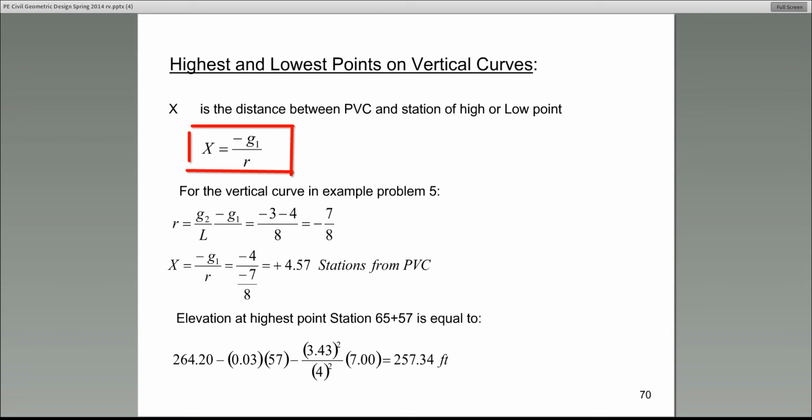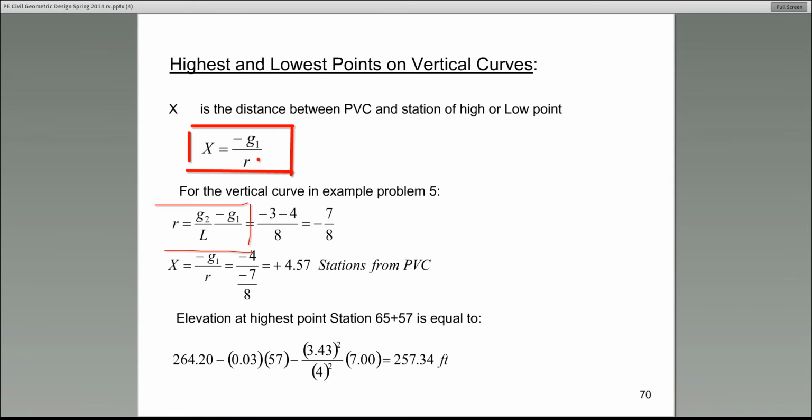And x is equal to minus G1 over R. G1 is the gradient of the first tangent, the back tangent. And remember, if G1 happens to be negative, this would be the negative of a negative, all right? So make sure that you pay attention to that. And what is in the denominator, that's R, the rate of change of grade. I gave you an equation for it. In fact, guys, that equation is right here.